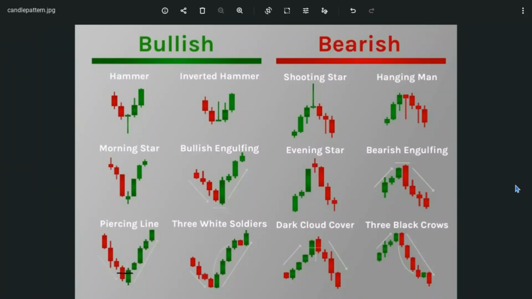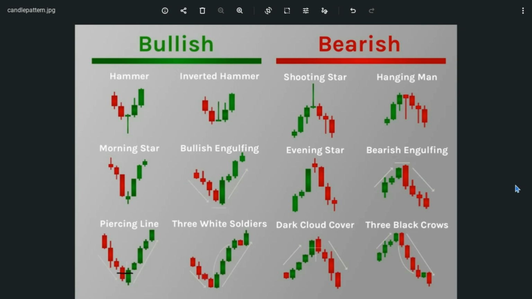Next we have the hangman. The hangman is a bearish equivalent of a hammer. It's usually formed at the end of an uptrend with a small body and a long lower wick. It can either be green or red. This pattern signals the weakness of an uptrend, and traders often associate it with a sell signal.